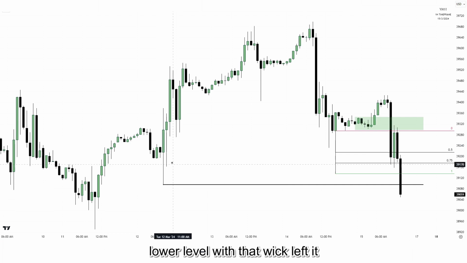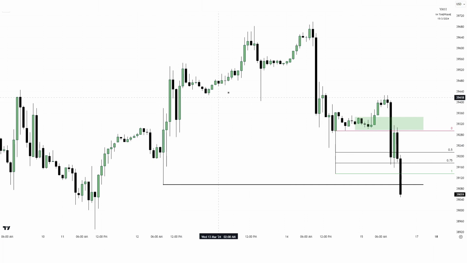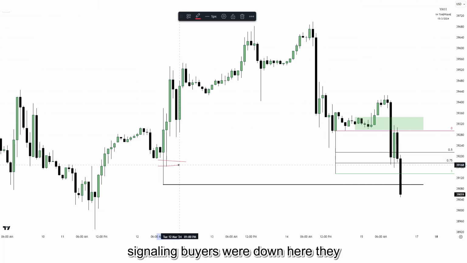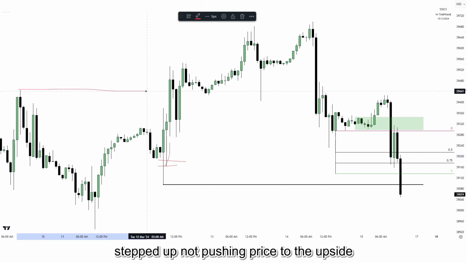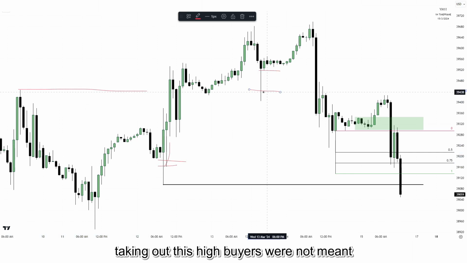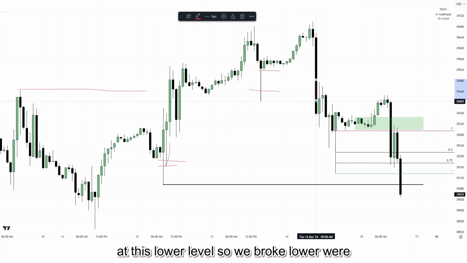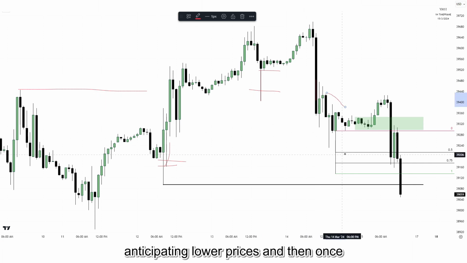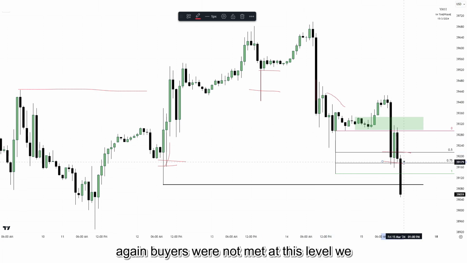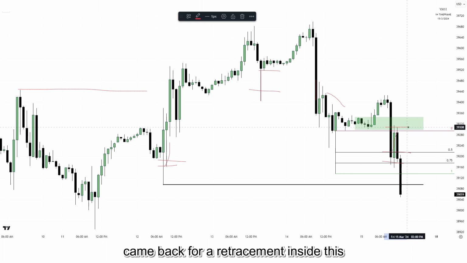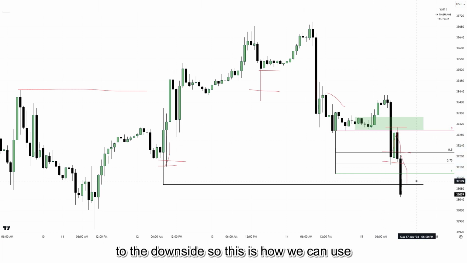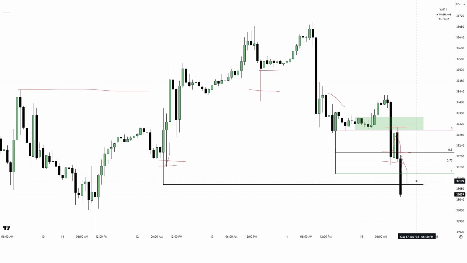It came down into that lower level with that wick, left it, signaling buyers were down here. They stepped up, now pushing price to the upside, taking out this high. Buyers were not met at this lower wick level, so we broke lower. We're anticipating lower prices. And then once again, buyers were not met at this level. We came back for a retracement inside this mitigation block level for that continuation to the downside. So this is how we can use the long wicks to forecast whether we're going to be bullish or bearish, based off of whether price finds support at this level.